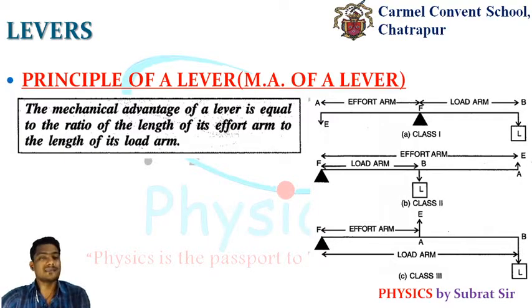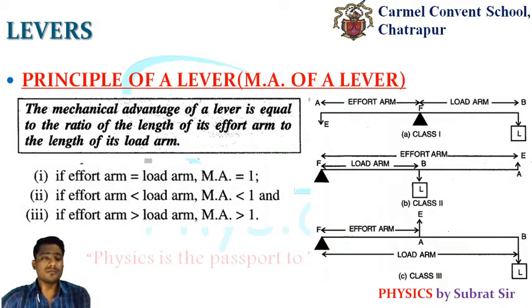Now we can say that the mechanical advantage of a lever is equal to the ratio of the length of its effort arm to the length of its load arm. Depending upon this, if effort arm is equal to load arm, then mechanical advantage should be equal to 1. If effort arm is less than load arm, then mechanical advantage is always less than 1. Similarly, if effort arm is greater than load arm, then mechanical advantage is always greater than 1.